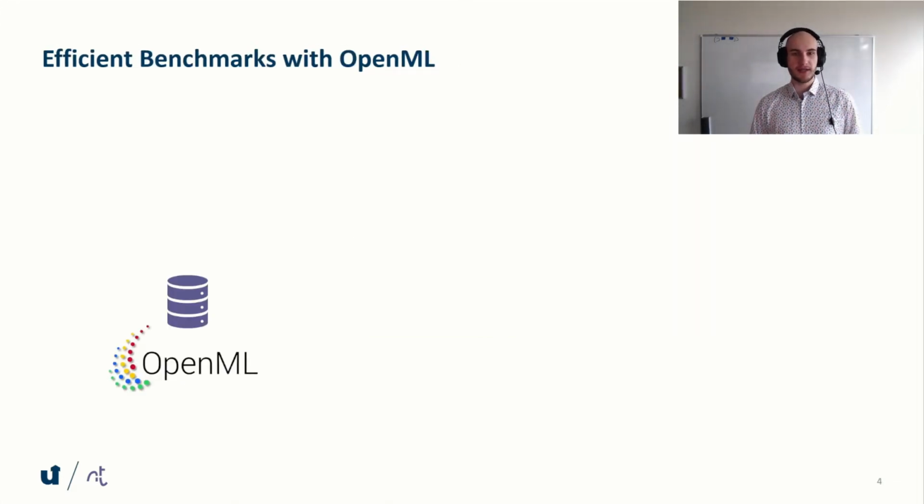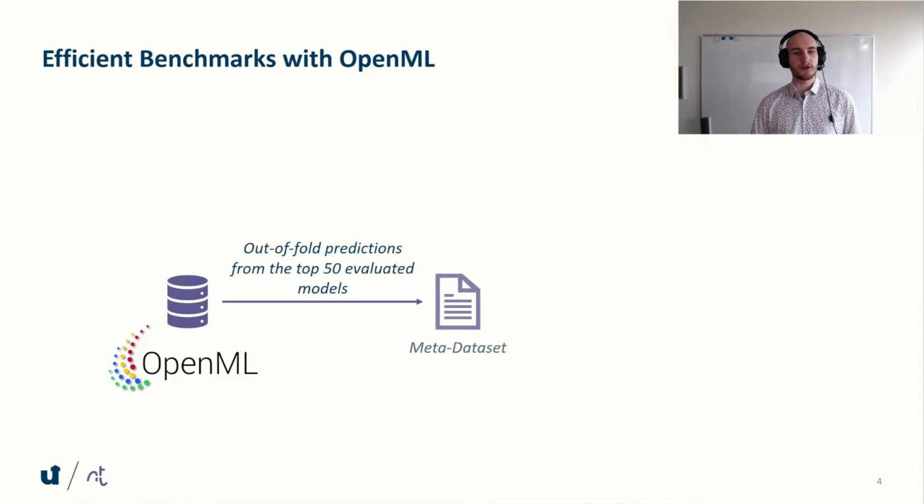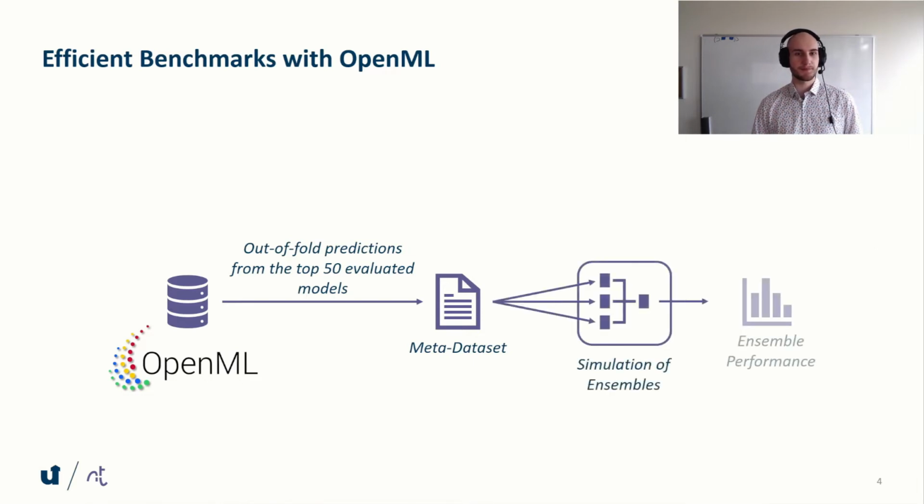OpenML is an online platform that stores data on machine learning experiments. And specifically, OpenML stores the out-of-fold predictions of evaluated models. We can fetch the out-of-fold predictions, for example, the top 50 evaluated models, and store them in a metadata set. Afterwards, we can use the metadata set to simulate ensembles and benchmark their performance.